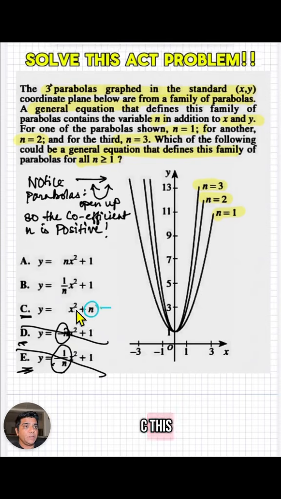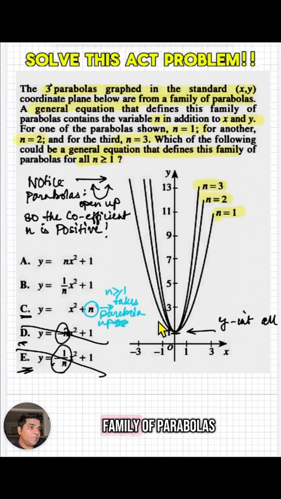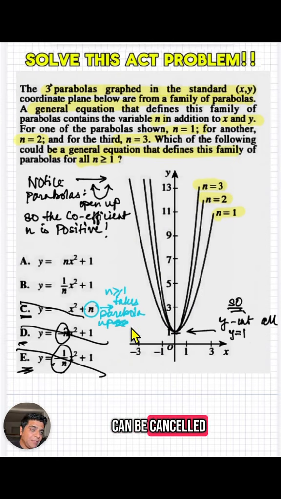This n, in x squared plus n, basically takes the parabola up and down depending on whether n is 1, 2, or 3. The parabola would have moved up and down. Okay, so because n is greater than or equal to 1, actually it will take it up. But in this case, you see all the parabolas in this family have the same y-intercept, y equals 1. So clearly c can be cancelled because it would change the intercept, while here the intercept is only 1.